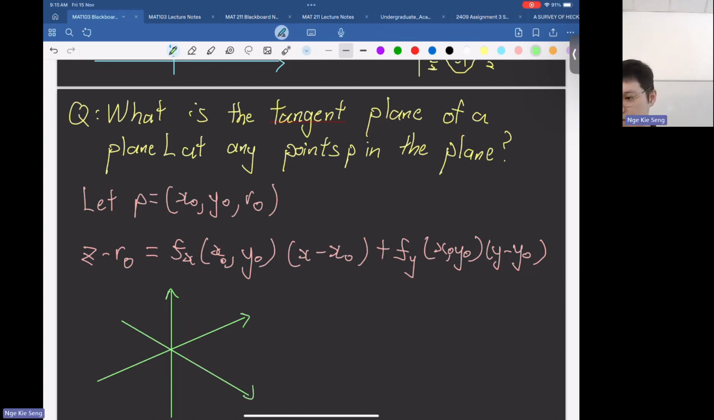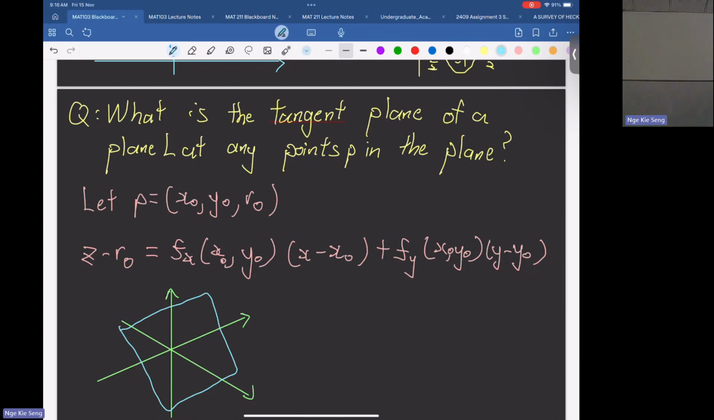Okay, let's start with a plane. Maybe a plane like this. So you see, you need to get the formula for this plane, right? Okay, so how do you get the formula for the plane? So you need to know how to build a plane. So what's the ingredient of a plane? Do you remember the general equation for a plane?